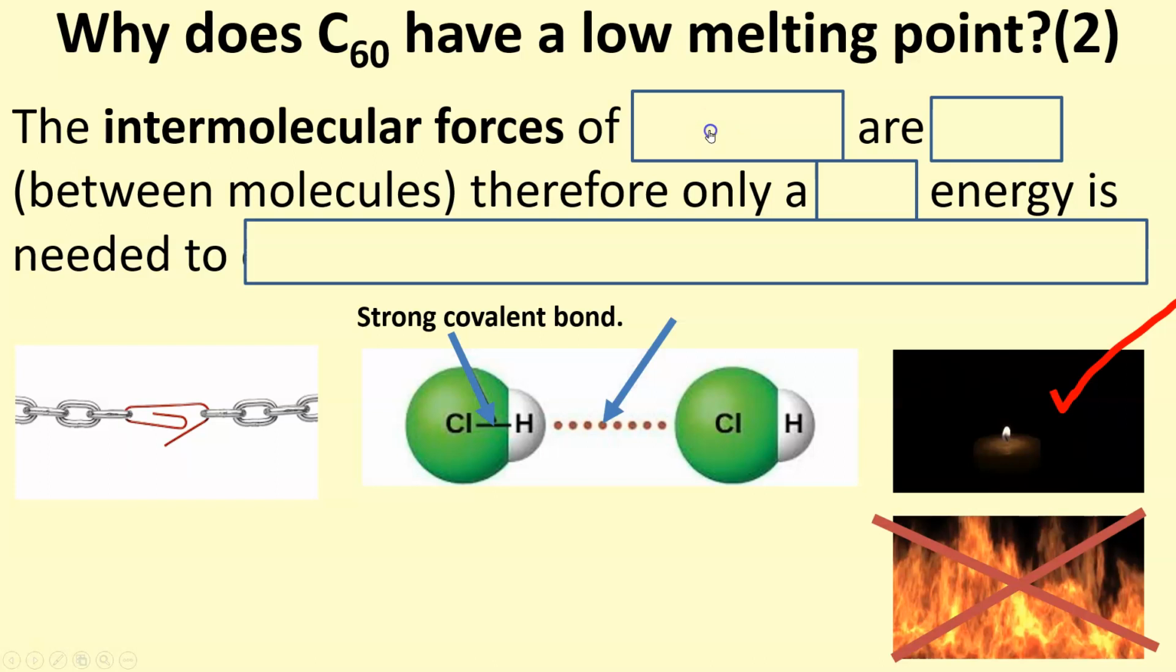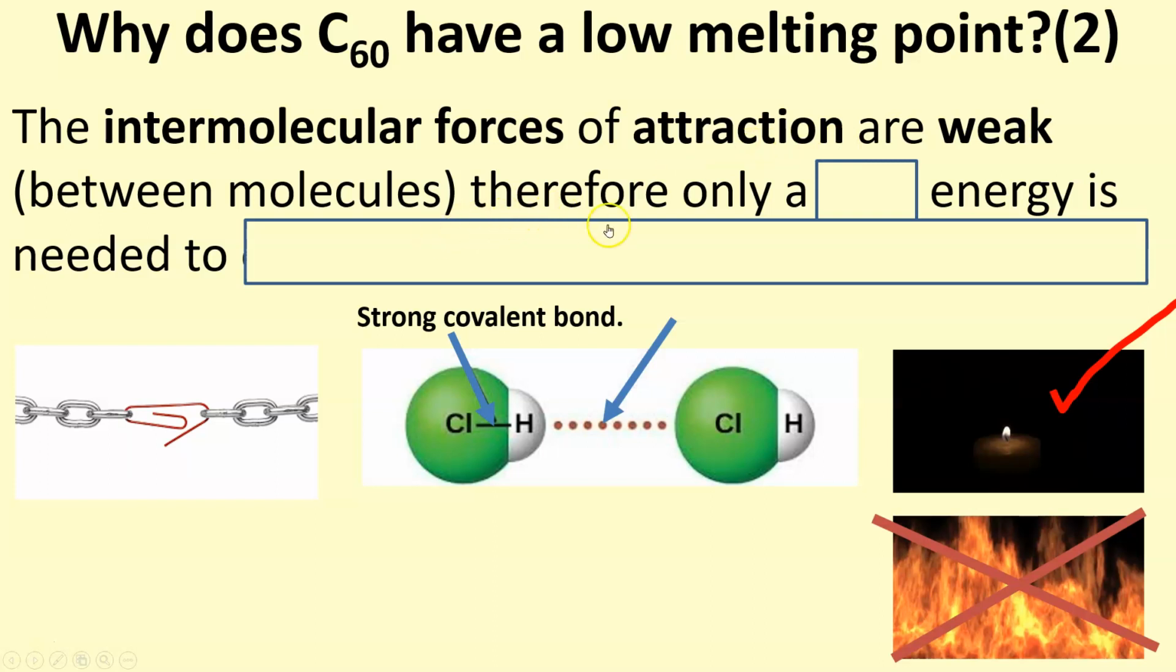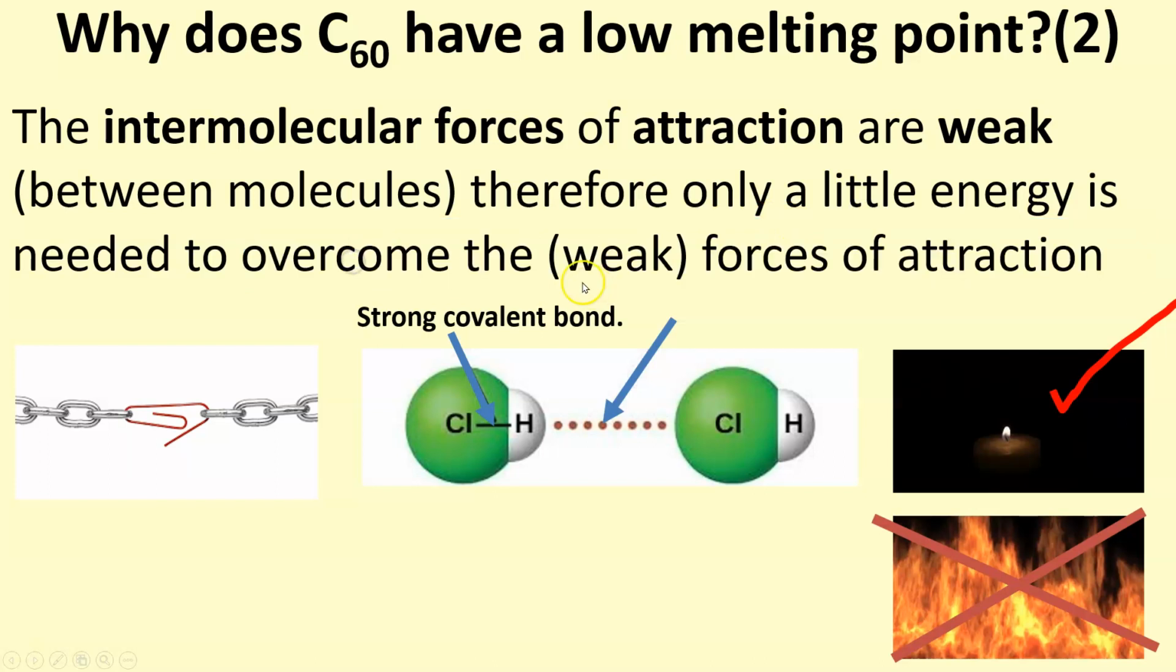And what's it between? Molecules. So the intermolecular forces of attraction are weak, and therefore how much energy do we need? This is showing the amount of energy we need. You can see that's giving off a little bit of energy compared to that, so only a little energy is needed to overcome the weak forces of attraction. I hope that was a helpful summary and recap of the different allotropes of carbon and also why diamond and graphite have high melting points.